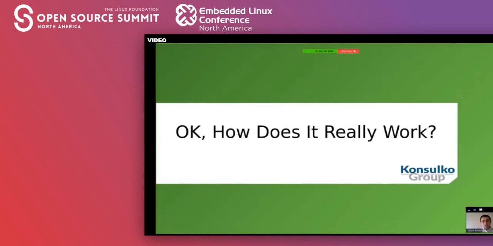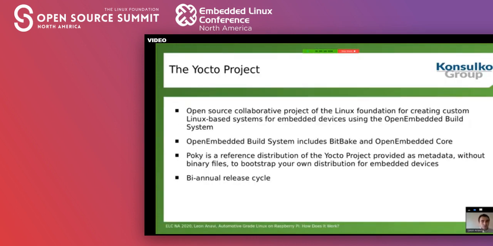Okay, so we've built an image, the image boots, we've seen all this, but how does this really work? So first of all, the core component for building AGL is the Yocto Project. The Yocto Project is an open source collaborative project of the Linux Foundation for creating custom Linux-based systems for embedded devices using the OpenEmbedded build system. The OpenEmbedded build system provides BitBake, which you have already seen in the previous slides, how to use to kick off a build of an image, and OpenEmbedded-Core.